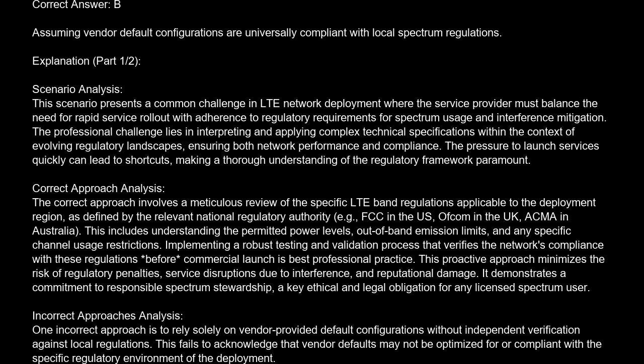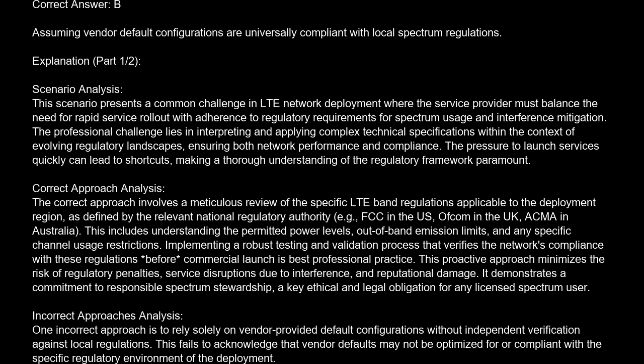Correct approach analysis. The correct approach involves a meticulous review of the specific LTE band regulations applicable to the deployment region, as defined by the relevant national regulatory authority, e.g., FCC in the US, Ofcom in the UK, ACMA in Australia. This includes understanding the permitted power levels, out-of-band emission limits, and any specific channel usage restrictions.